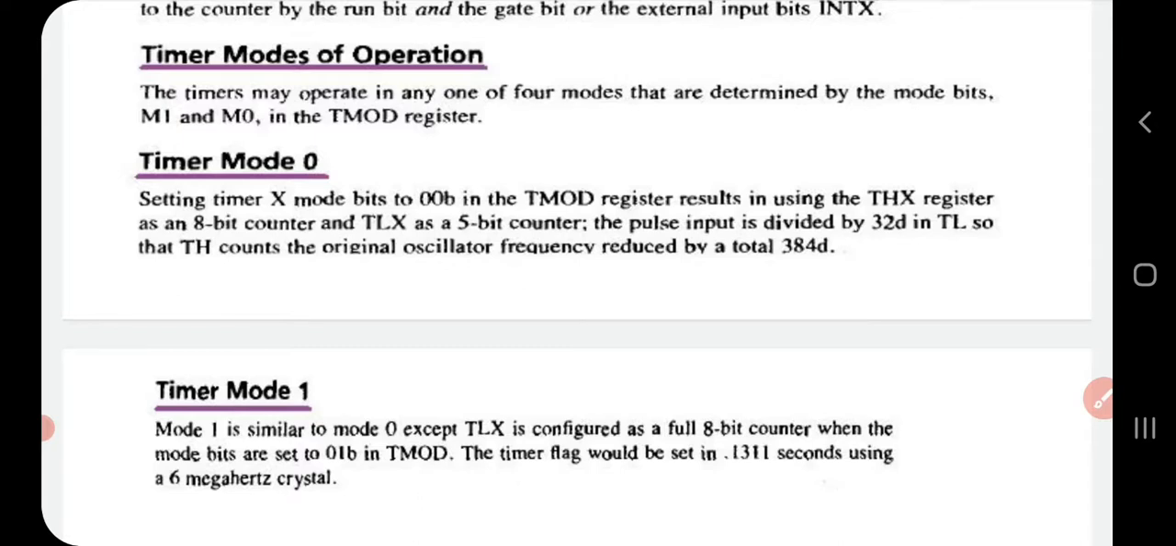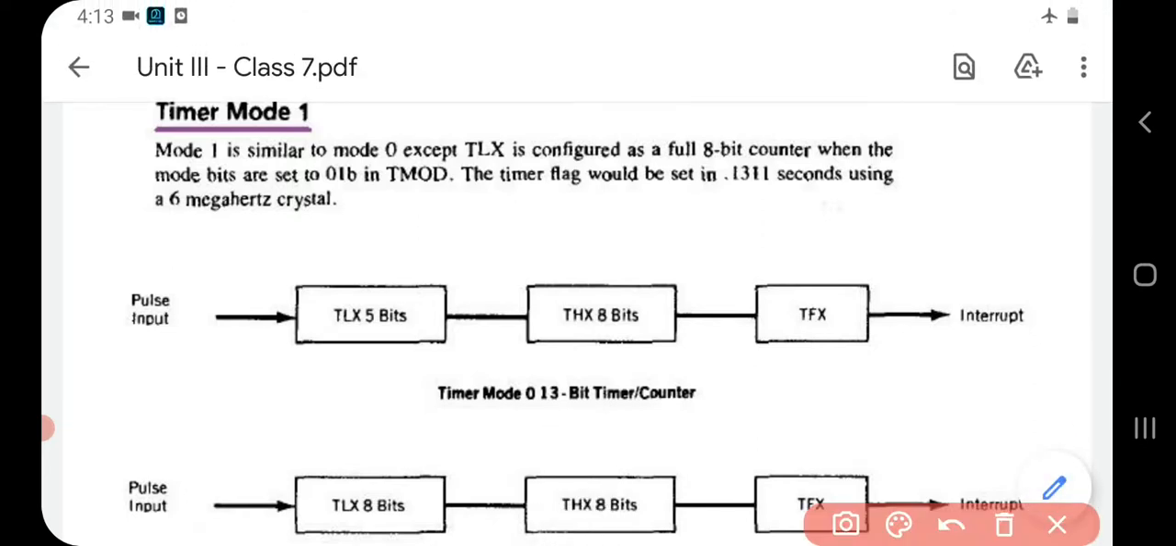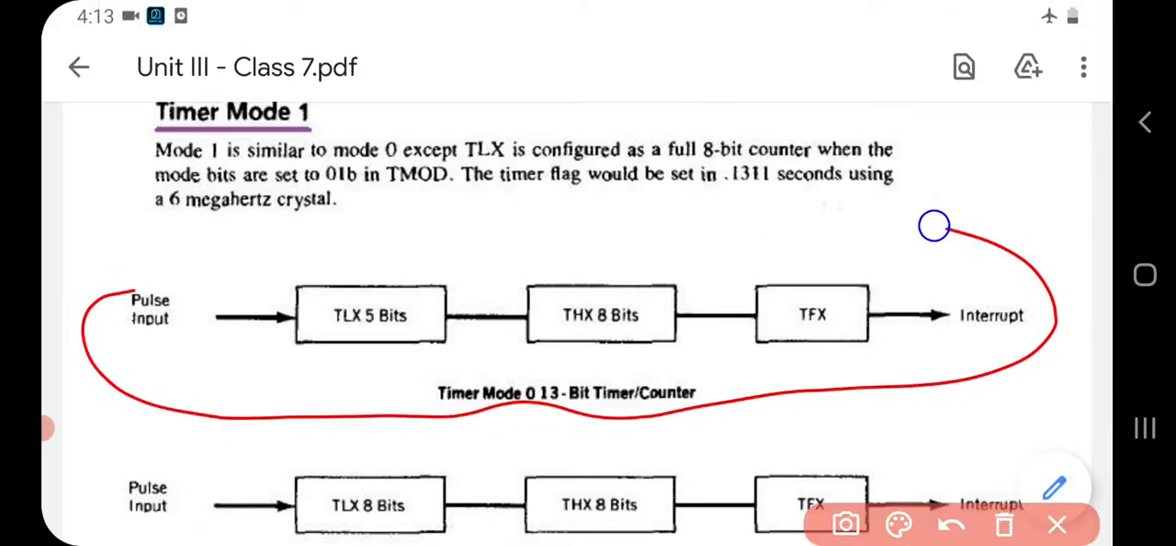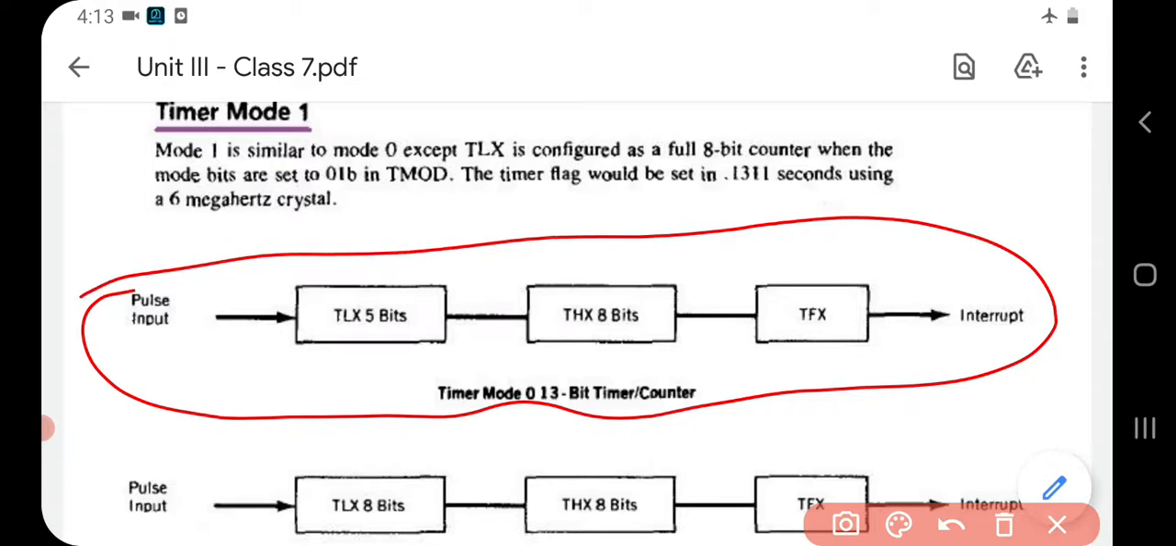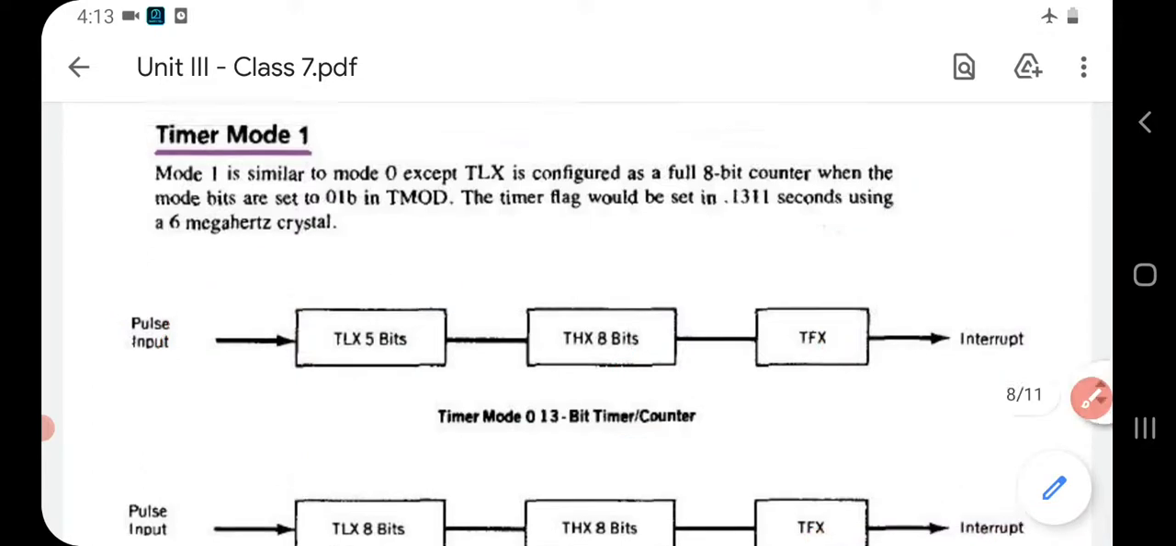Then after writing that paragraph, you have to draw the corresponding diagram for timer mode 0, that is this one. Okay, this is easy to learn. You are giving pulse input, then TLX 5 bits, THX 8 bits and TFX finally the interrupt. So write that single paragraph, draw the diagram.